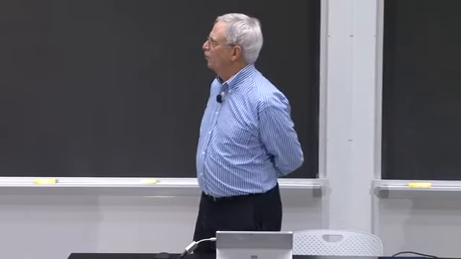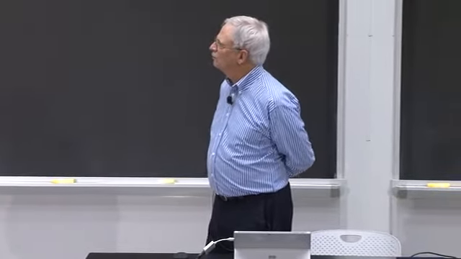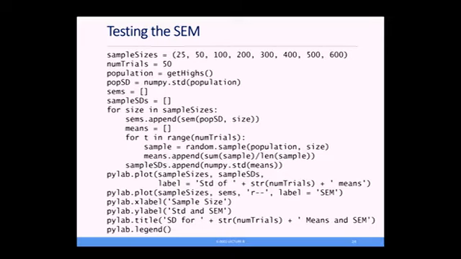Well, let's test the standard error of the mean. So here's a slightly longer piece of code. I'm going to look at a bunch of different sample sizes from 25 to 600, 50 trials each. So get highs is just a function that returns the temperatures. I'm going to get the standard deviation of the whole population. Then the standard error of the means and the sample standard deviations both. And then I'm just going to go through and run it.